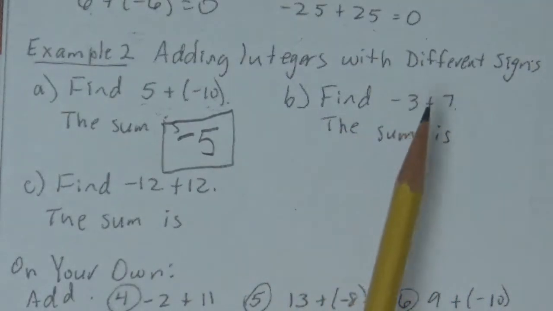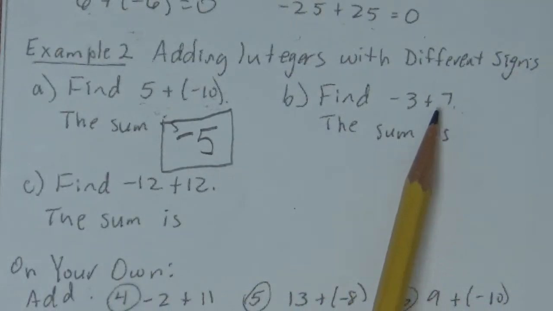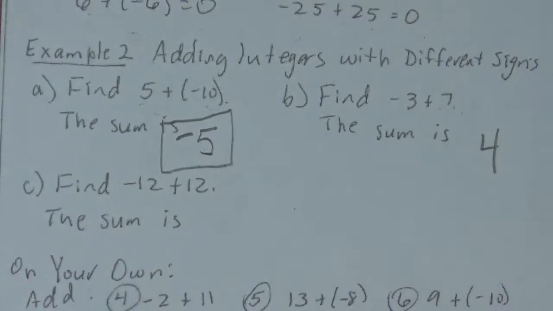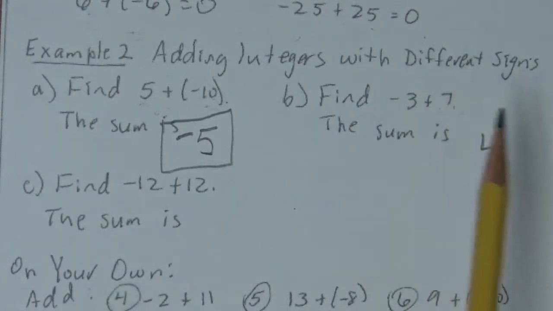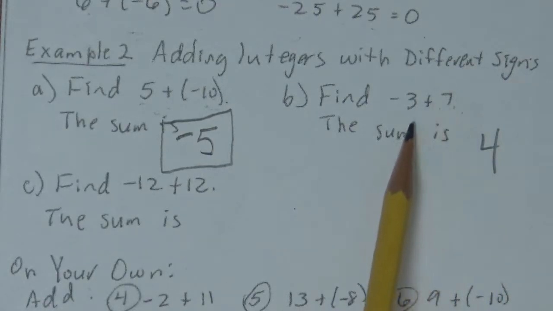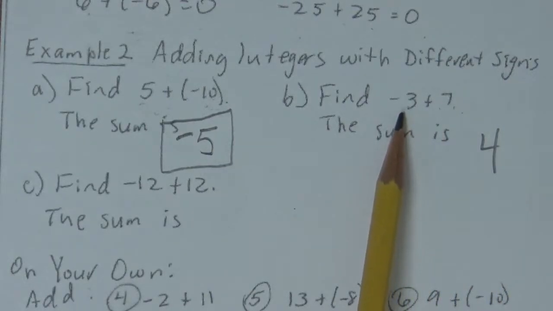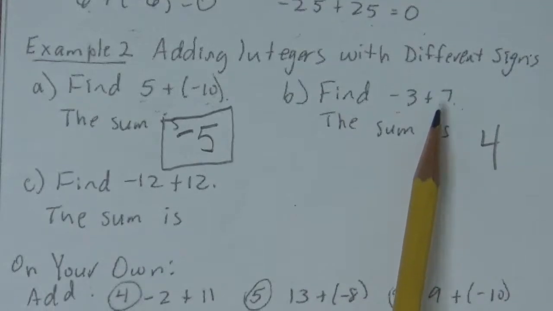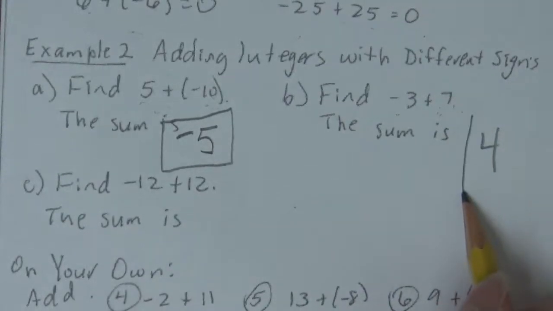Part B. -3 plus 7. You're adding different signs. So you subtract. 7 take away 3 gives you 4. Then you decide if it's positive or negative. If you think about yellow and red counters, you had 7 yellows and you had 3 reds. So what's left over after you get all your zeros? You're left with yellows because there were more yellows. So your answer is positive.